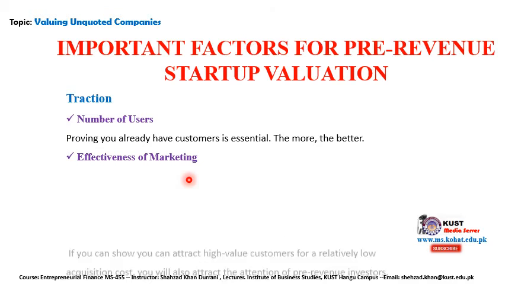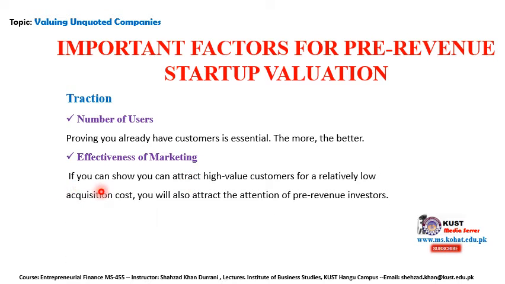The second thing is effectiveness of marketing, right? Effectiveness of marketing is also important. What does it mean? If you can show how you can attract high value customers, how you can attract customers for a relatively low acquisition cost, you can also attract the attention of the pre-revenue investors. This is really important, because the investors can see your future through the customers that you are attracting towards your business.